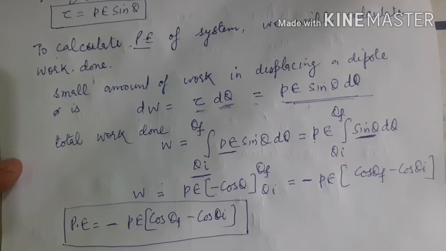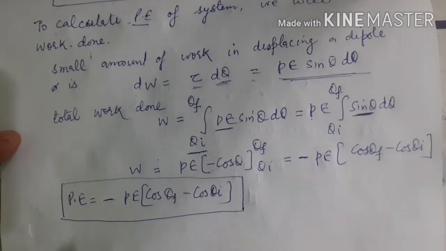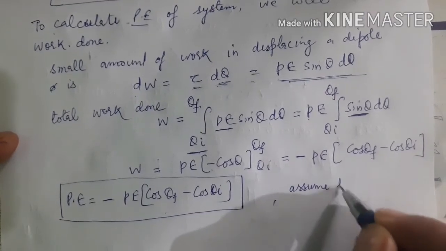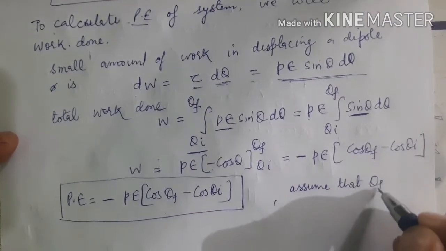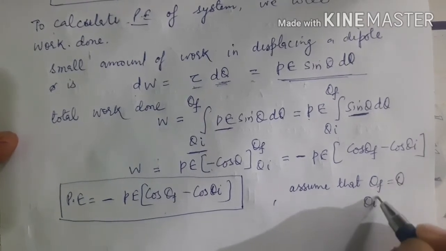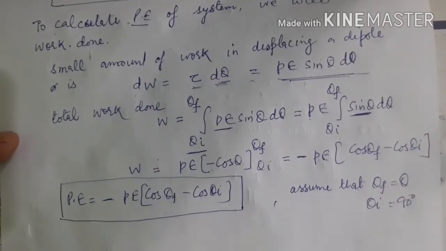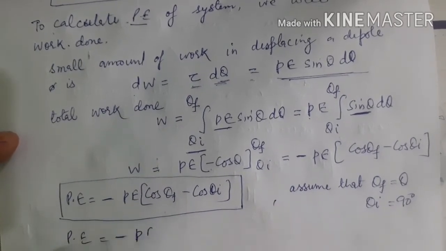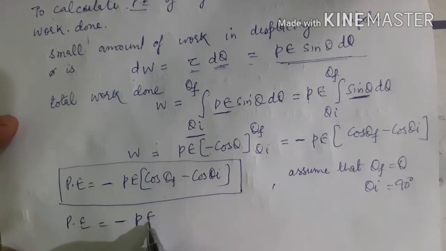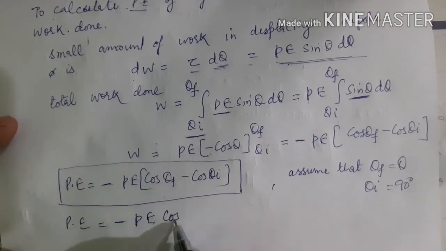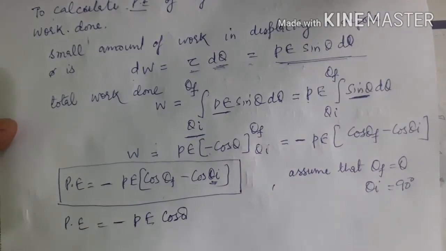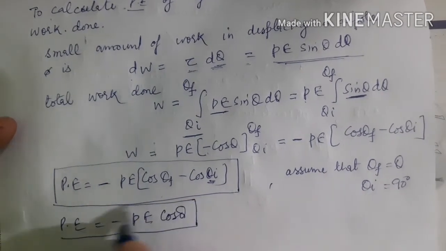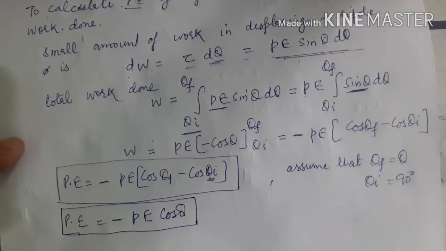One more point I want to make here is, to make it simpler, I assume that theta final is theta and theta initial is 90 degrees. So what do we get? The potential energy becomes minus PE cos theta, because theta initial is 90 degrees, and cos 90 is 0. So this is your potential energy of a dipole in a uniform electric field.